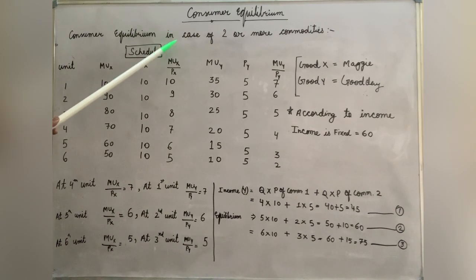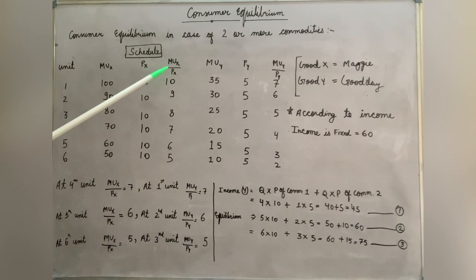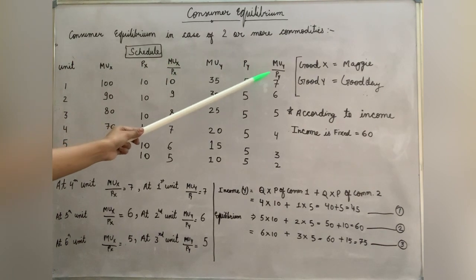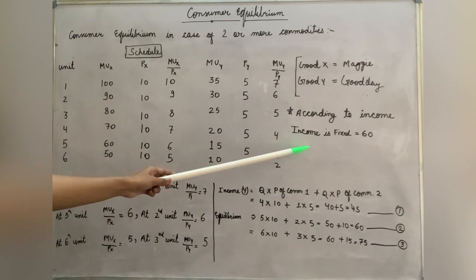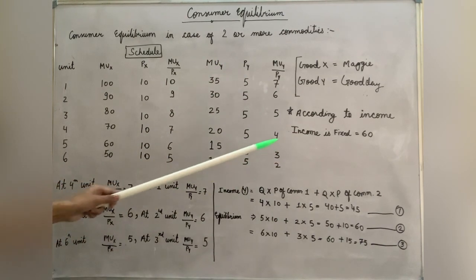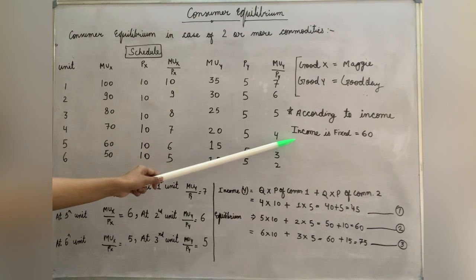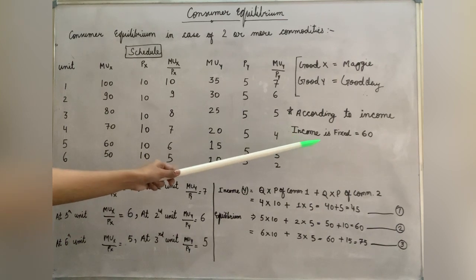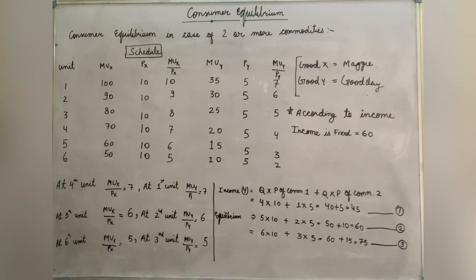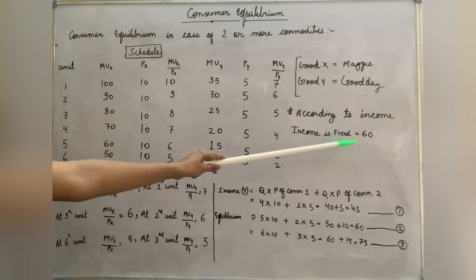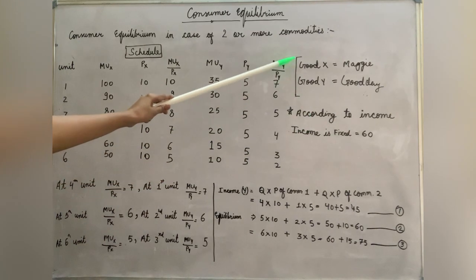What is the formula of consumer equilibrium in case of two or more commodities? It is MUX upon PX is equal to MUY upon PY is equal to MUM. For MUM, we are fixing the income at 60 rupees. As our MUM is 60 rupees, we will not go up and we will not go down. We have fixed 60 rupees, so we have to consume all of our money by spending on two goods.